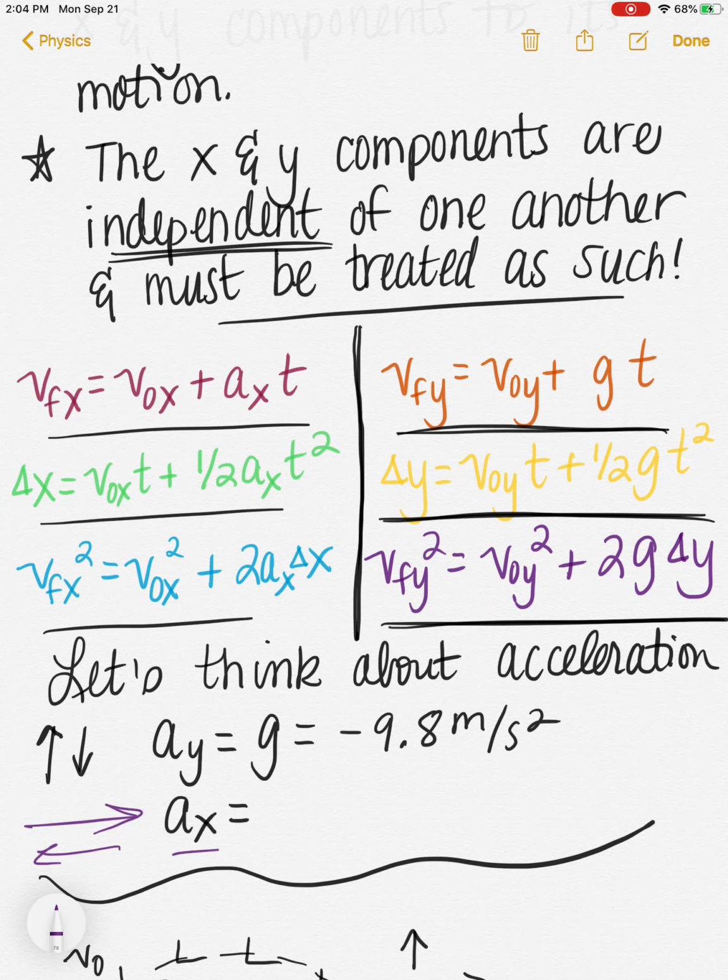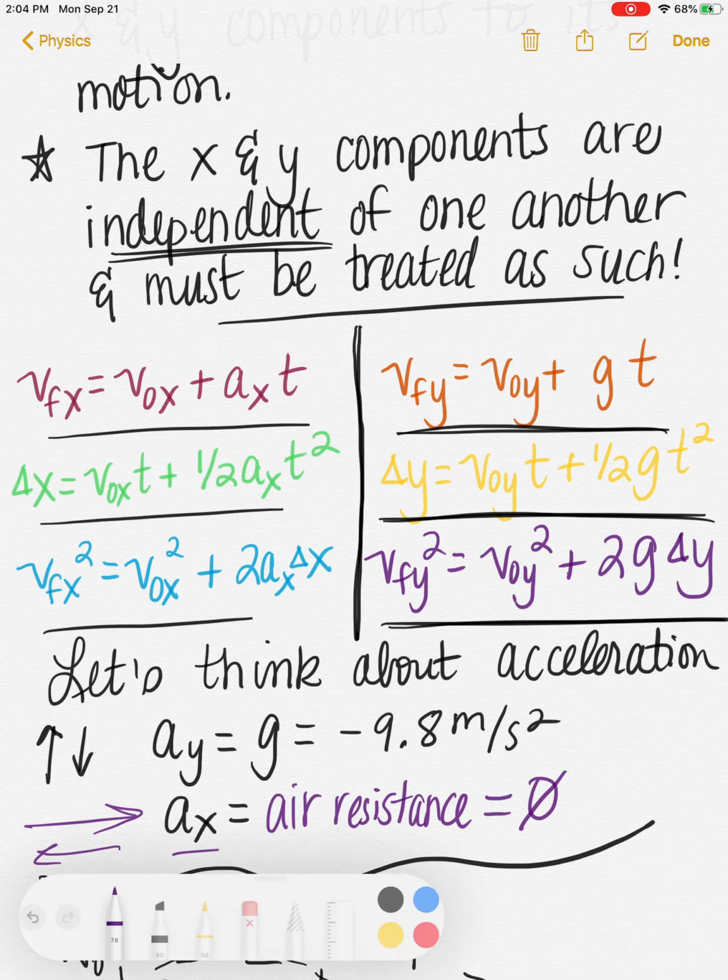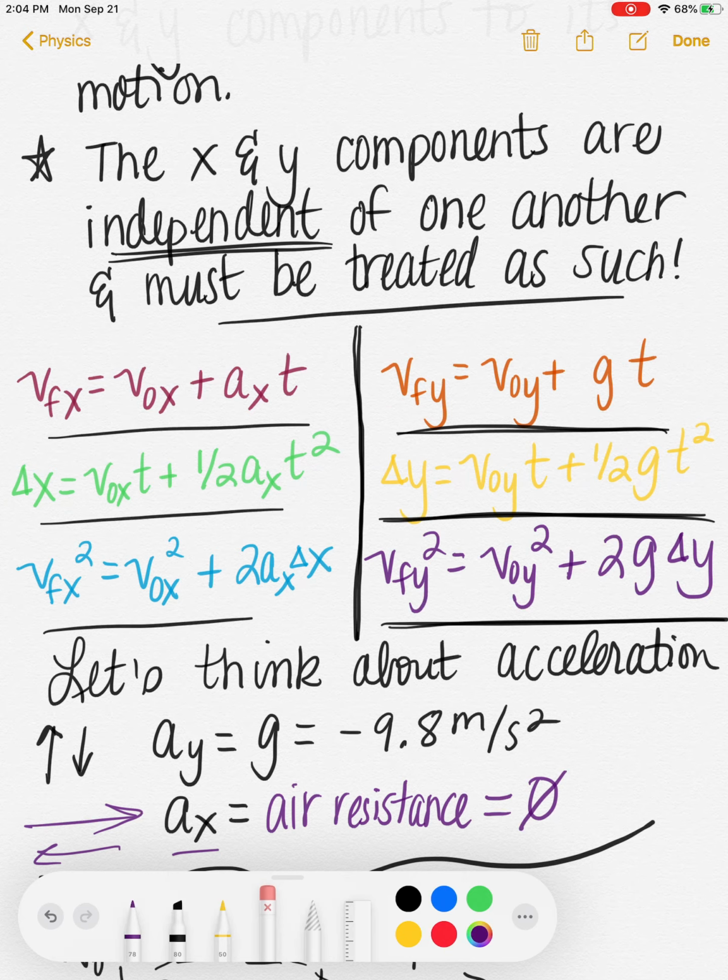What about acceleration in the x direction? What is it that causes an object to accelerate or decelerate in the x direction? Well, truly, that would be due to air resistance. But air resistance is pretty negligible, pretty tiny compared to the overall pull of gravity or other objects, and it makes the problem pretty complicated. So for our purposes, we are going to say acceleration in the x direction is 0.